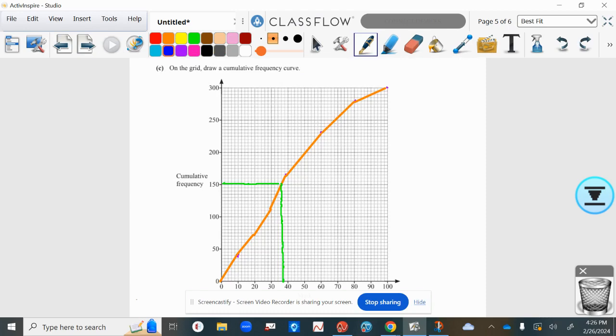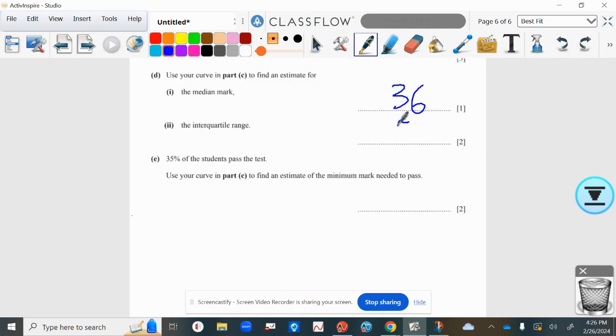Then next one, we've got to work out the interquartile range. So we need the upper quartile and the lower quartile. The upper quartile is three quarters of the way through the data set. So three quarters of 300 pieces of data is 225, which would be right in the middle of 200 and 250. And if we read down, that's approximately 58. But again, there'll be some room for error here.